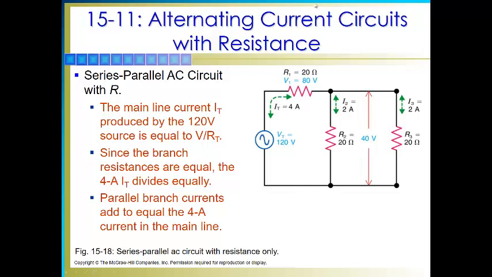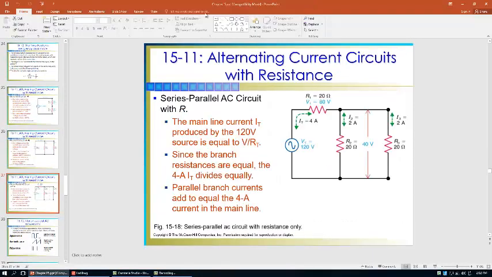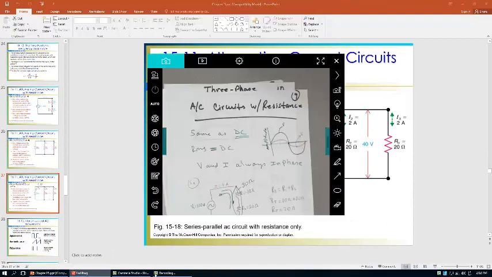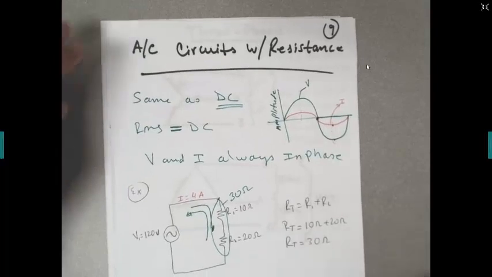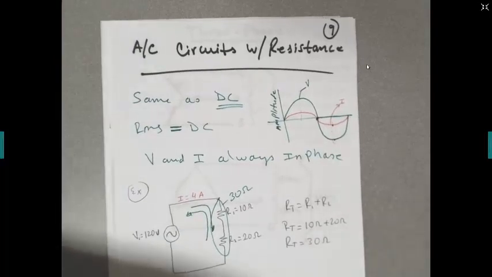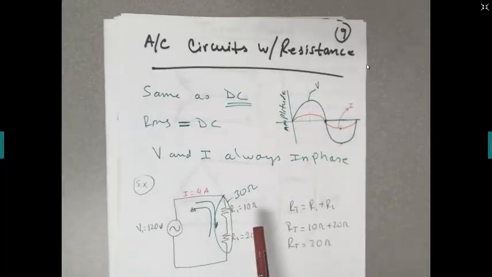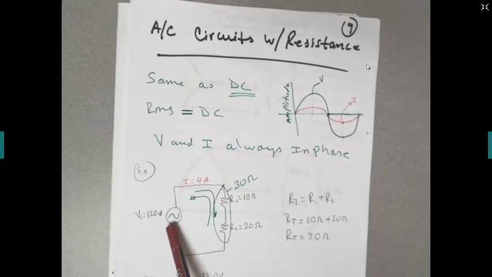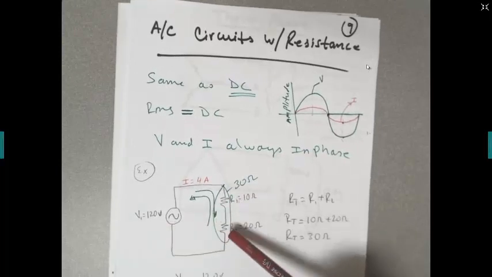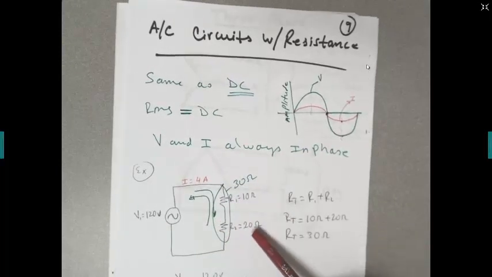Alright, so let me go ahead and switch over here so I can show you this example. This is the same problem that was in the book. Here is the circuit. This is an alternating voltage that's being applied. Then you have resistor 1 and resistor 2, 10 and 20 ohms respectively.